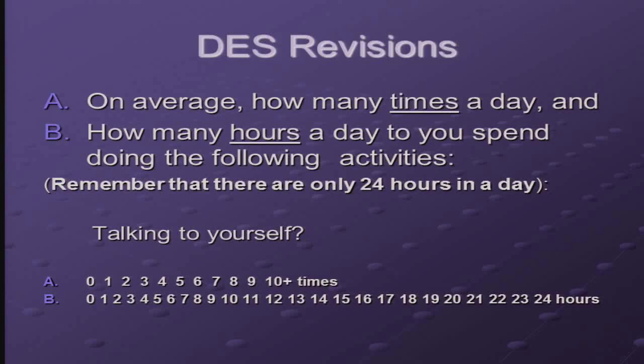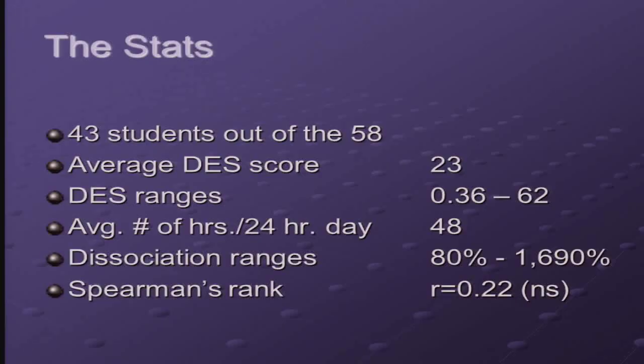In addition, I asked them how much time they spend going to school or work, eating, and sleeping. But I wanted to know if there was a correlation between what they said they were doing and what they said they were dissociating from doing. Here are the stats. 43 of the 58 finished the questionnaires. The average DES score was 23, which is considered fairly normal for college students and pathological for anybody else. You can make of that what you will.